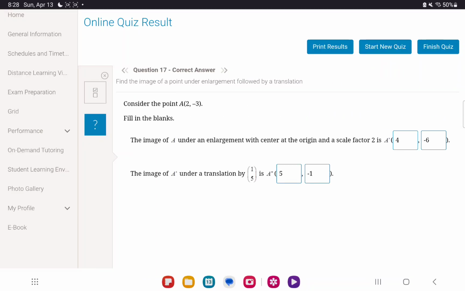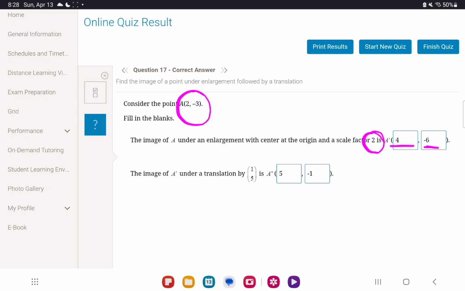Let me tell you something. Whenever they say scale factor, you multiply it. Whenever they say translation, you add. Okay, that's what I give as notes, okay? So they're telling you the scale factor is 2. So you multiply both coordinates by 2. So 2 times 2 is 4. And minus 3 times 2 is minus 6.